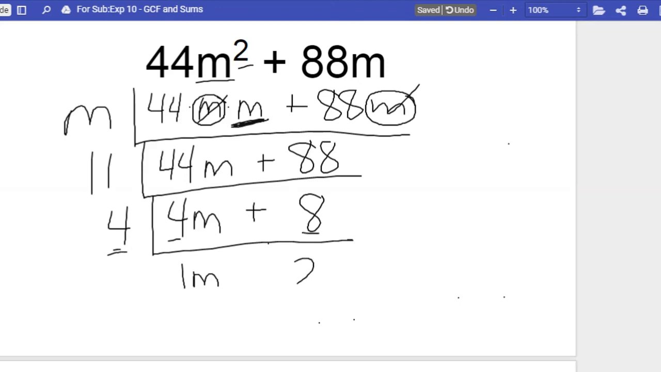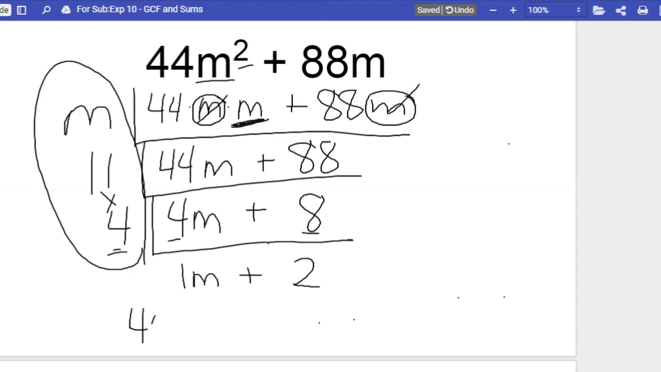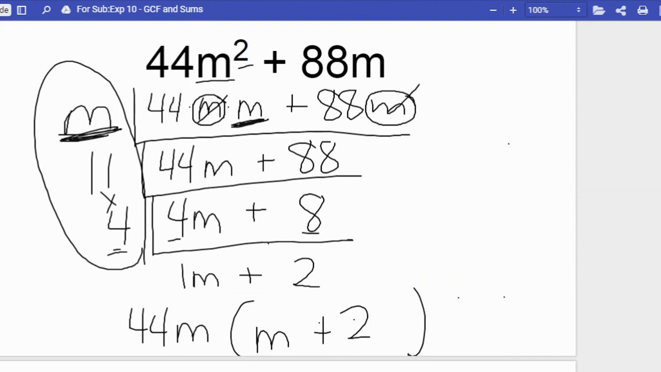So now I work on my numbers. Okay, I'm going to pull out an 11. 44 divided by 11 is 4, and I still have that m. 88 divided by 11 is 8. Now, a 4 and an 8, they got something in common. They have a 4. 4 divided by 4 is 1, and I still have my m. 8 divided by 4 is 2. Nothing else in common. So greatest common factor is what's out front.